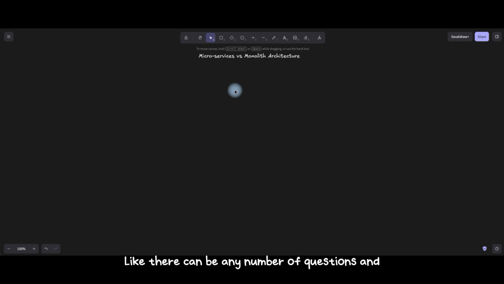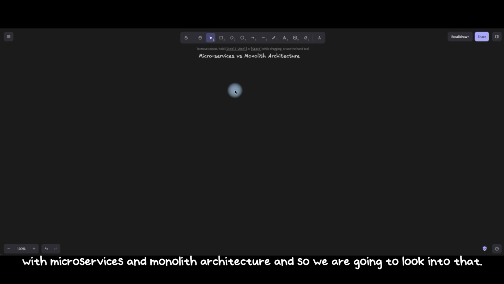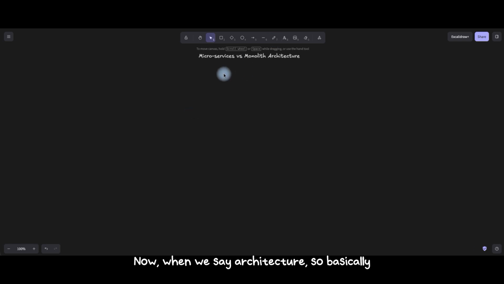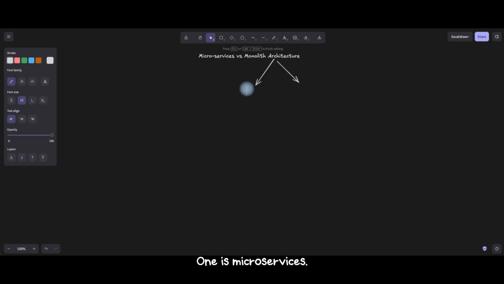There can be any number of questions, and you will be able to answer all these questions once your conceptual understanding is clear with microservices and monolith architecture. And so we are going to look into that. Now, when we say architecture, basically both are architectures. So there are two architectures: one is microservices, and another is monolith.